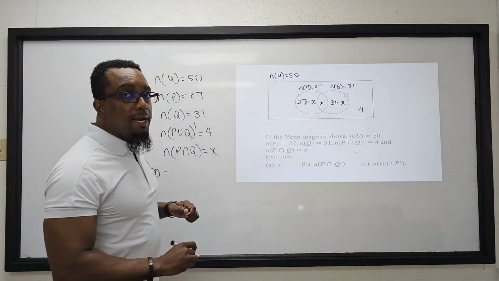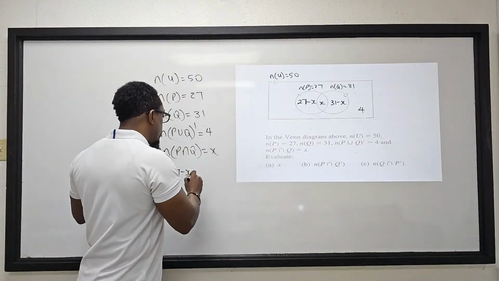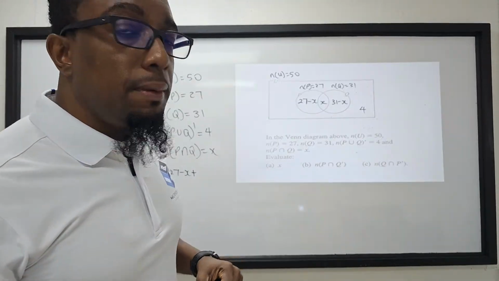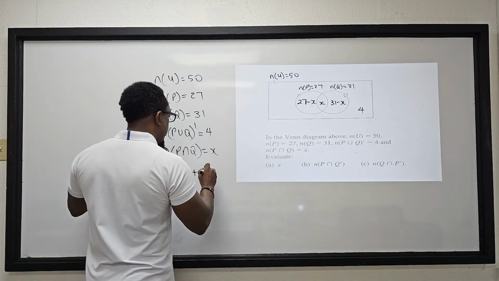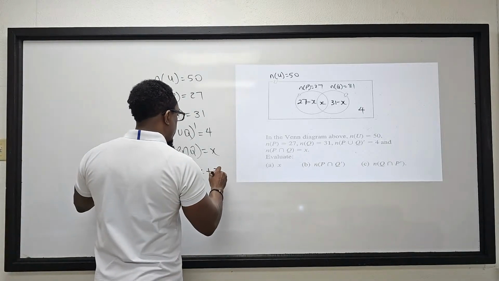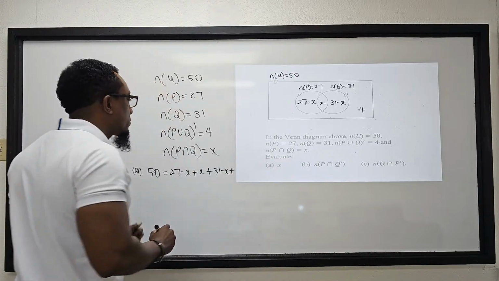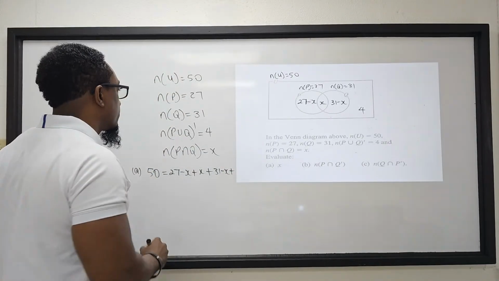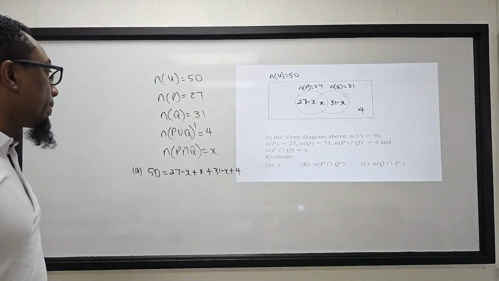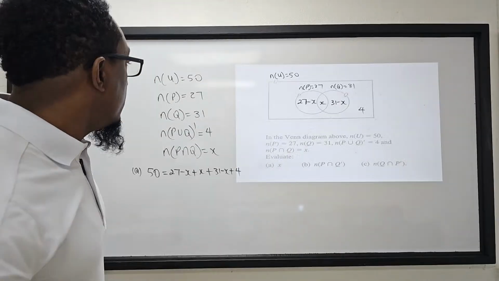50 is equal to a class of 50. Those who play the piano only, plus those who play both the piano and the quattro, plus those who play the quattro only, plus those who don't play any of the instruments. That's a class of 50. Alright? And what we want to do is to solve that equation so we can find x. So let's solve the equation.